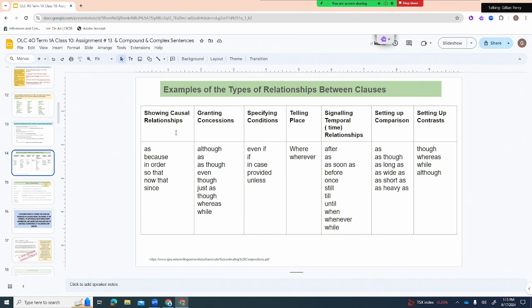Comparisons. Comparisons are usually using the word as though, as long as, wide as, short as, heavy as, those kind of things. And then concessions and contrasts are very similar. Though, whereas, while, and although, and you can see it uses even some of the exact same ones. Okay.